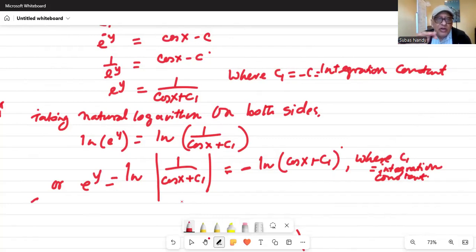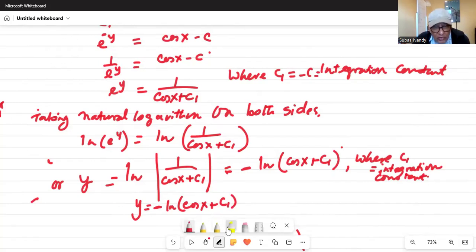You can move one step further by taking natural logarithm on both sides. If you take natural logarithm on both sides, you will be left with y, because the natural logarithm of e to the power of y is nothing but y. So the final solution is y equal to minus ln cosine of x plus c1.